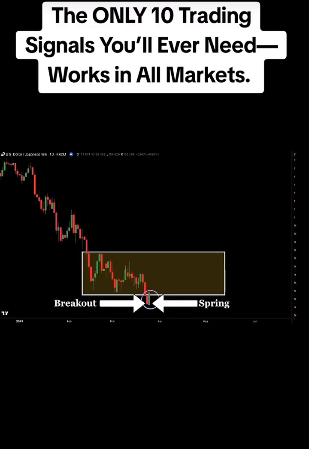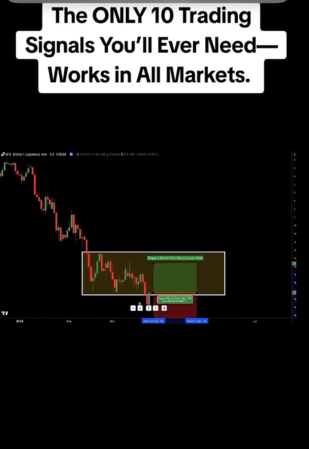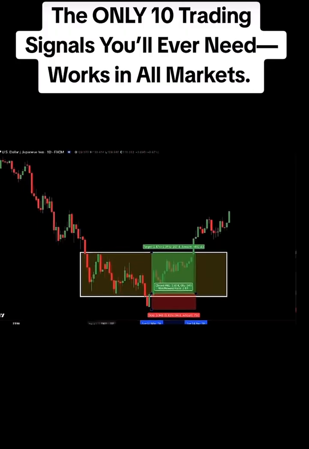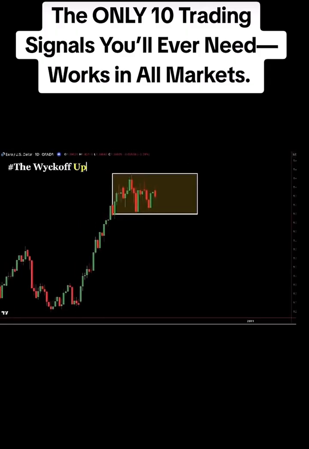Once you spot the spring, here's exactly what you do. You place your entry at the close of the candle that made the false breakout. Your stop loss goes just below the lowest point of the range to protect yourself in case the market fakes again, and your target is the next resistance level above. Look at what happened next. As expected, the market bounced strongly off the spring and went straight to the target. That's the power of understanding how smart money traps retail traders and how you can use it to take high probability trades.